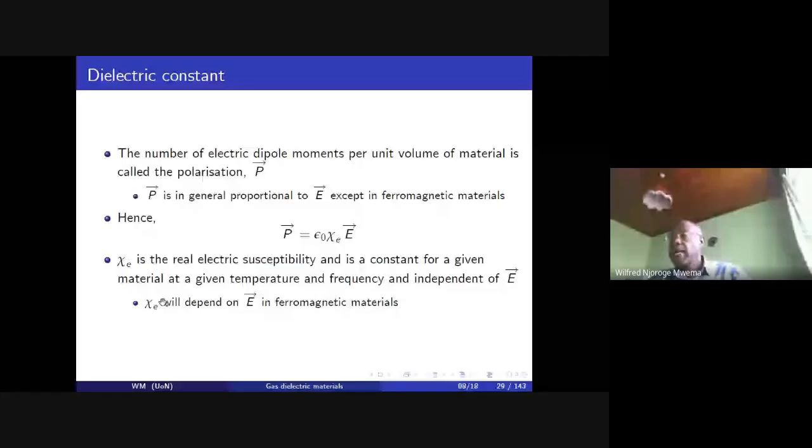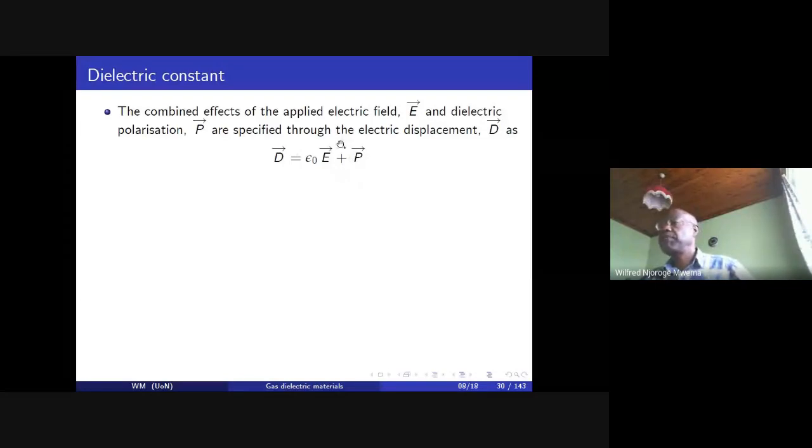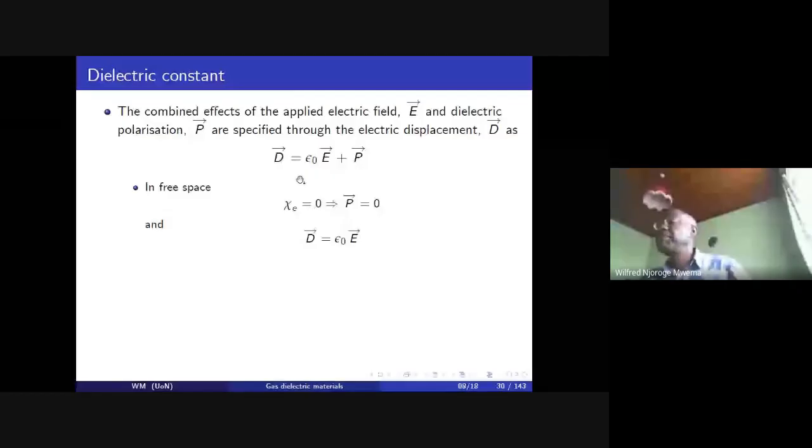So this chi E will depend on the local field or on the applied field in ferroelectric materials. The electric polarization is usually specified through the electric displacement D, as D equal to the free space displacement plus the polarization of the material. And in free space, we find there is no material to polarize, so P is going to go to 0, and therefore you can see that the displacement of free space is simply epsilon naught multiplied by the applied field.